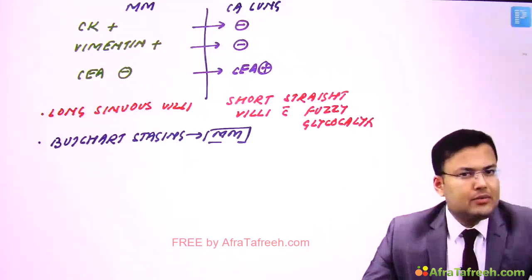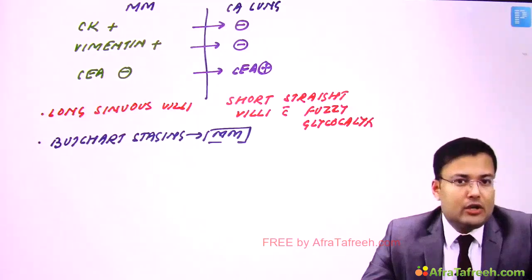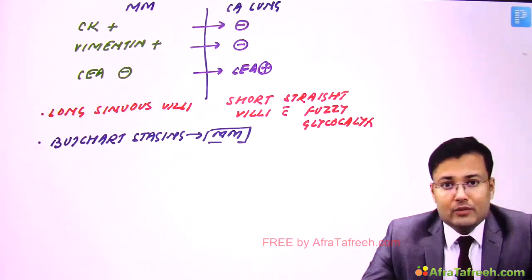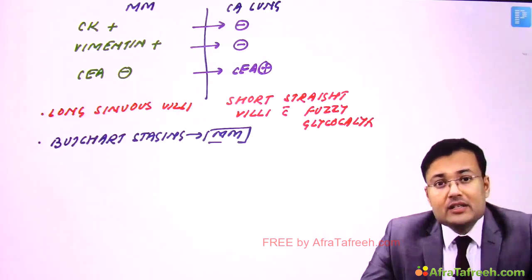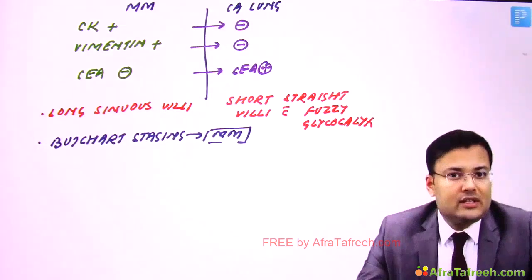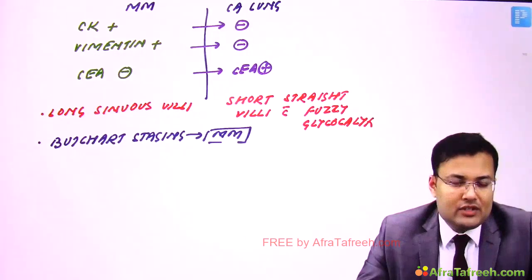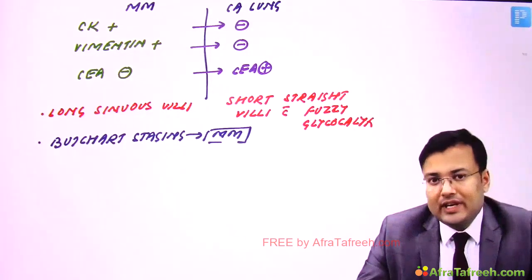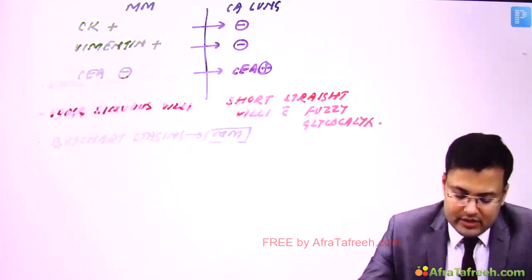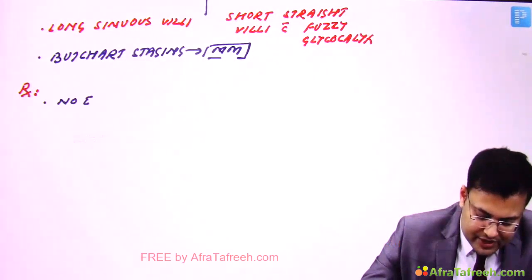Now see what is the biggest problem with malignant mesothelioma: there is no effective treatment option. That's why we have to provide supportive care in the majority of patients. In certain patients we go for surgical resection, and in some patients multimodality treatment is required, where we go for surgical resection, give chemotherapy and give radiotherapy. Biggest problem, there is no effective treatment.